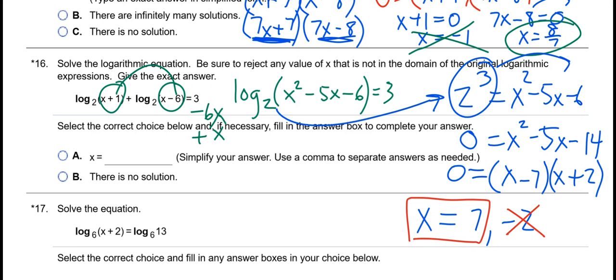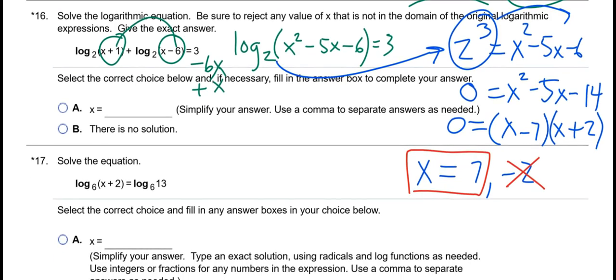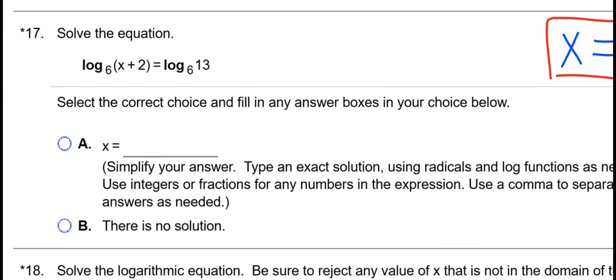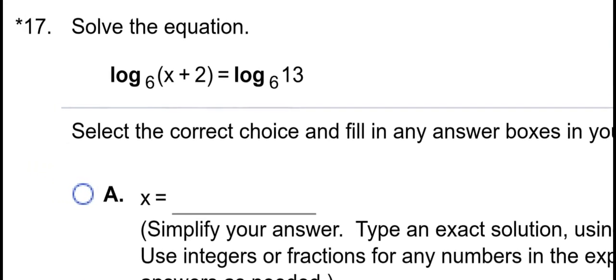So probably won't have a ton of these where you have to do a lot of factoring, okay? Probably won't throw a lot of those in. This one's actually easier than you think. Tell me what you know about this one. You've got a logarithm on both sides. They're both base 6. Can you tell me what you know about x plus 2?